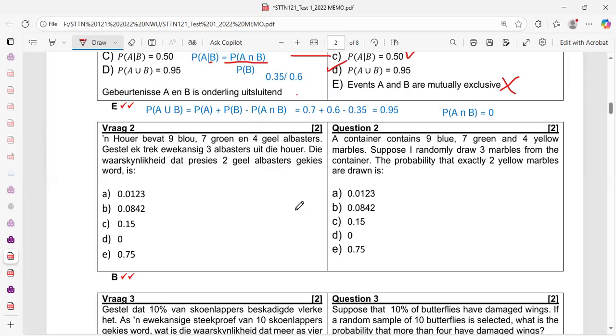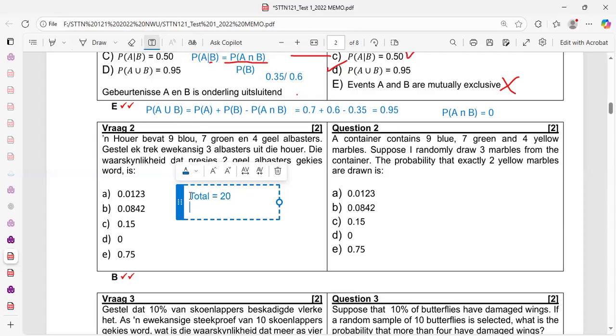On this one, let's check the total number of the marbles. This is an interesting question. So you need to ask yourself, let's check. They say that I randomly draw 3 marbles from the container. The container, remember, we need to get what we call the total marbles. The total is equal to 9 plus 7 plus 4, which will give you 20. The total number of the marbles.